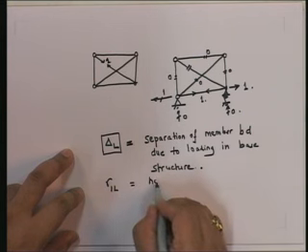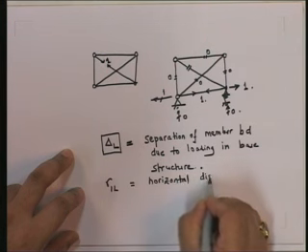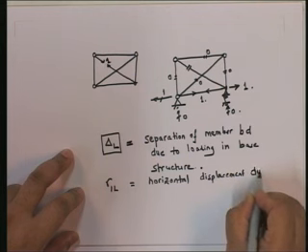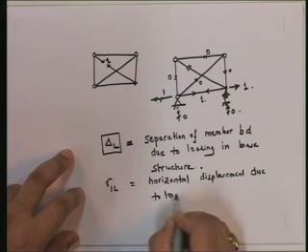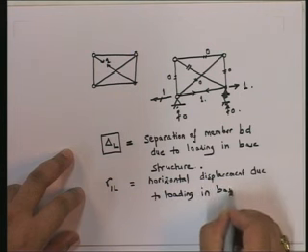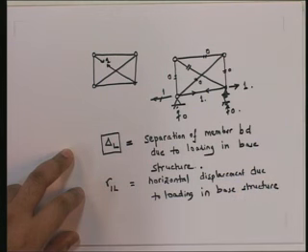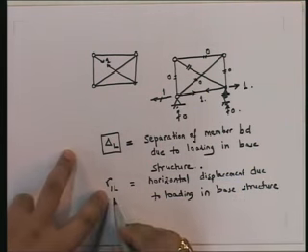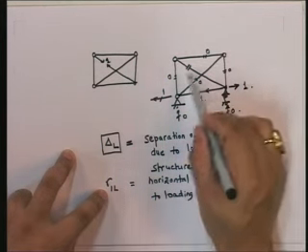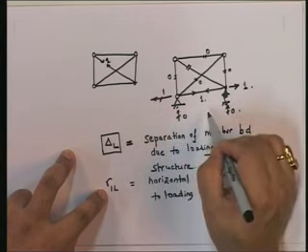That is the horizontal displacement due to loading in base structure. So therefore, how do I find this out? Well, I find out the deformations in the member and then find out the forces and all the virtual forces in all the members. So if you look at it, what really happens?